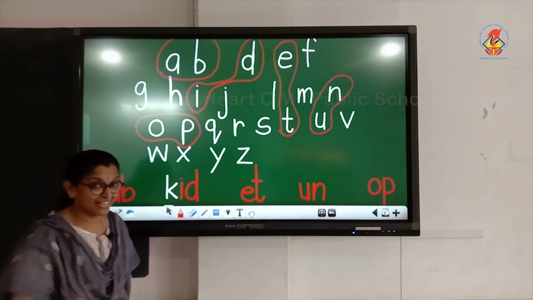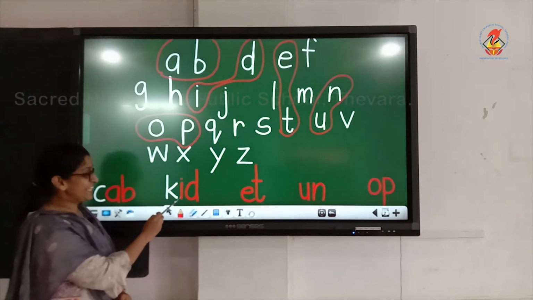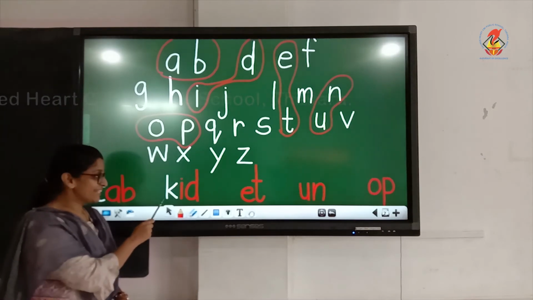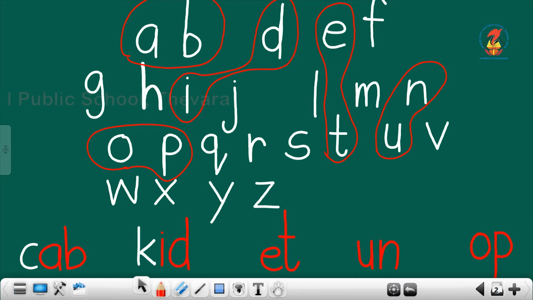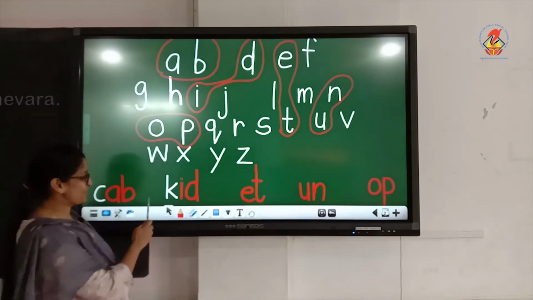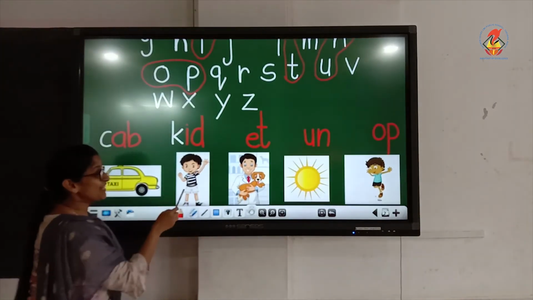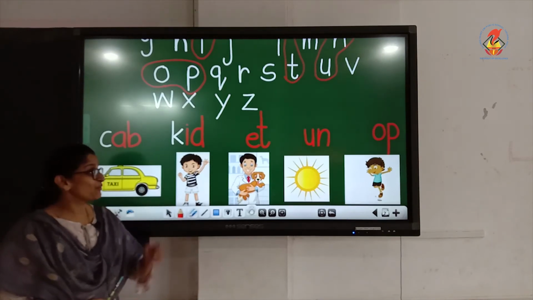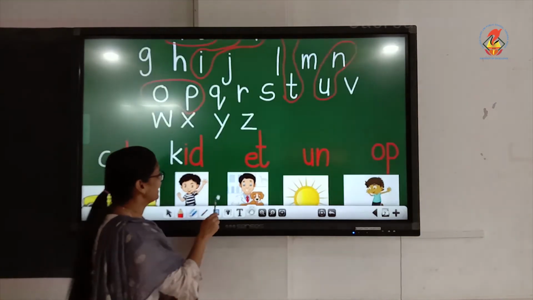Now let's read together with the sounds. K, I, d, k, id, kid. What does the second group say? Kid. And what is the meaning of kid? Kid means a child. So the second group also made a meaningful word, kid.